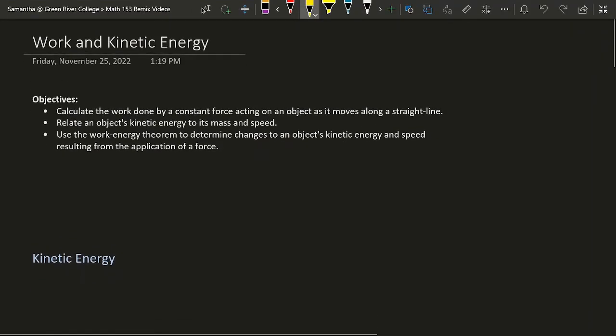Hello everyone. In this video, we're going to talk about two physical quantities called work and kinetic energy. We're going to talk about the work-energy theorem, which gives a relationship between these two quantities. We're going to talk about work and how it can be calculated using the dot product. And then we're going to do a couple of physics examples involving these concepts.